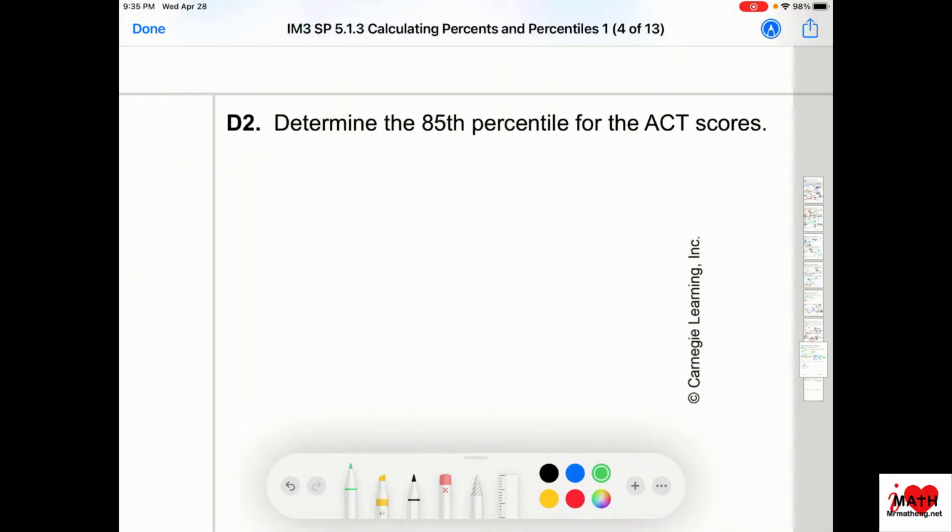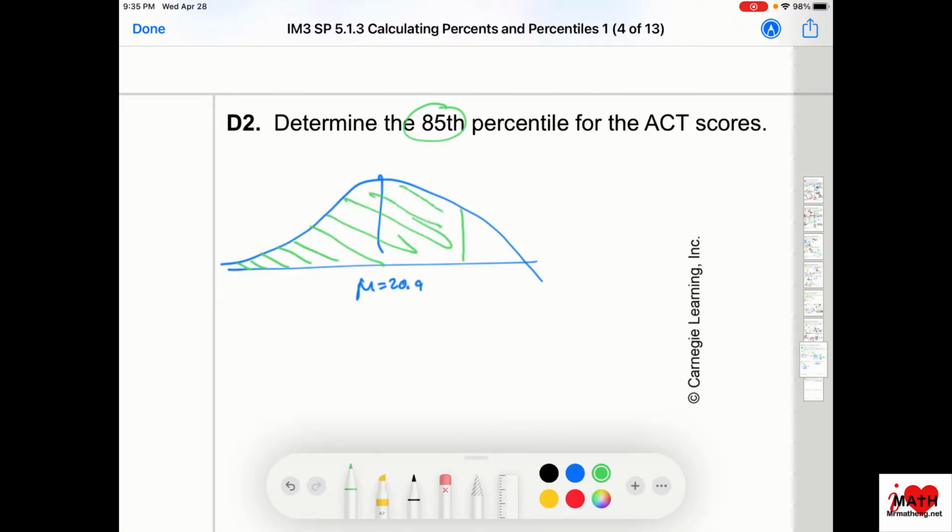Determine the 85th percentile for the ACT scores. I'm going to draw a curve. We know that the mean is 20.9, the center, and the 85th percentile, something like this. So all of that is 0.85, and we need to figure out what x is.